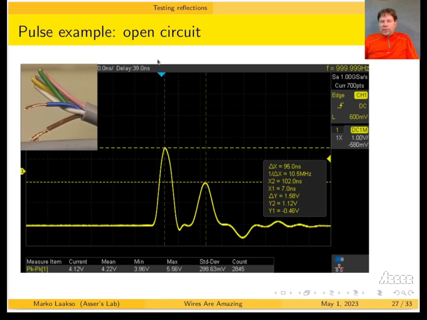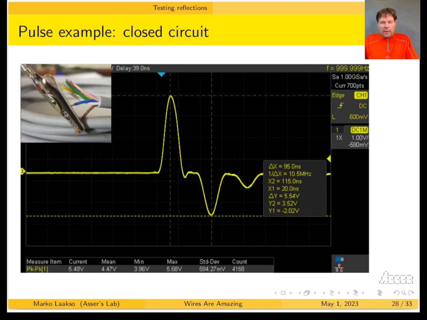Here's the open circuit condition. So these are not connected from the other end, and we have the input pulse, and then it takes 95 nanoseconds to see the reflection back. So it goes there to this end and then goes back, and you can see it 95 nanoseconds later. Of course, there's some attenuation. Some of this can be explained also by the other reflection from this end, because those are overlapping.